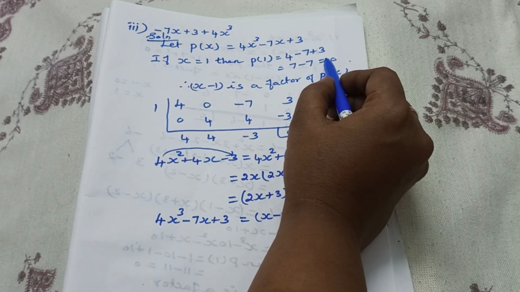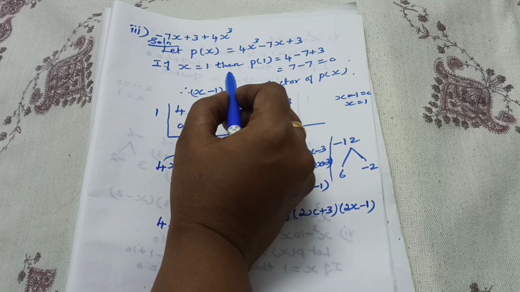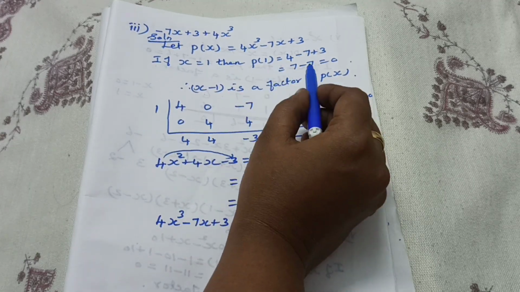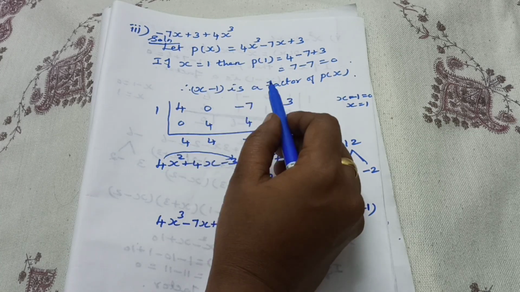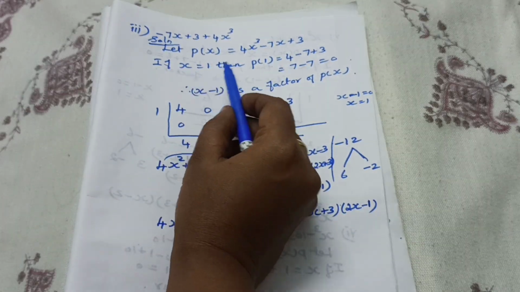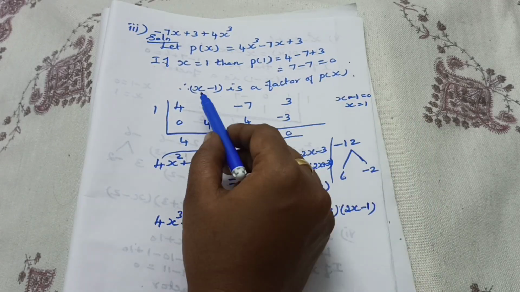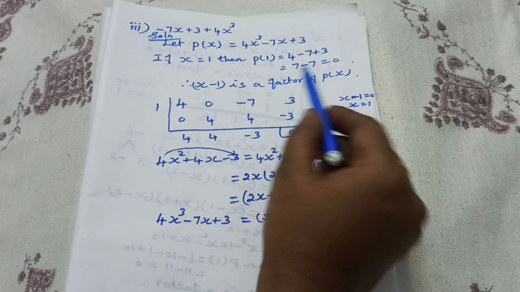Suppose here we did not get 0, then substitute x equal to minus 1. Okay, if substituting minus 1 you get 0, then which is the factor? X plus 1 is the factor of p of x. Okay, here x equal to 1 substituted and we got 0, therefore which is the factor? X minus 1 is the factor of p of x. One factor we got, isn't it?